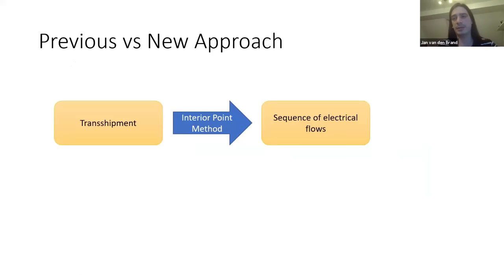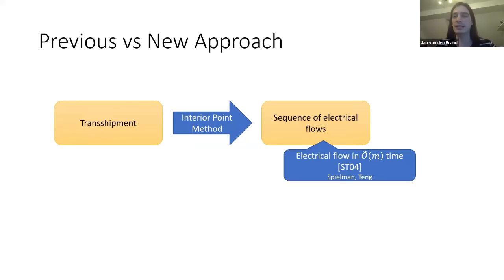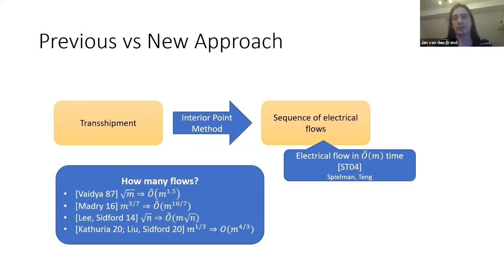You can think of that as some kind of reduction where you reduce the problem of transshipment to a bunch of electrical flows that you have to compute. And electric flows are known to be computable in nearly linear time. So the only thing that's left is, all right, how many of these electric flows do we have to compute? And there has been a lot of research on this.